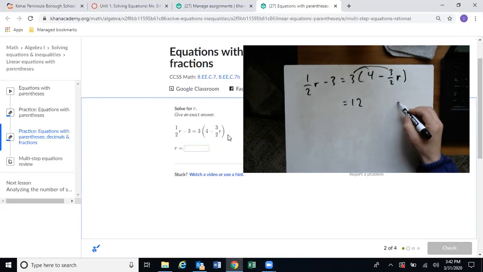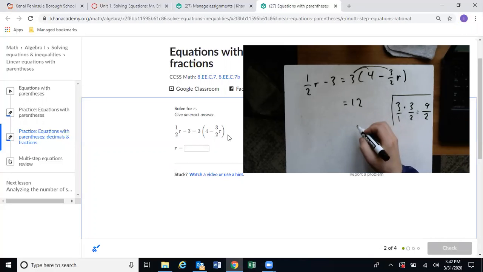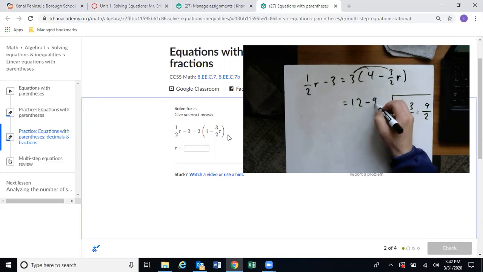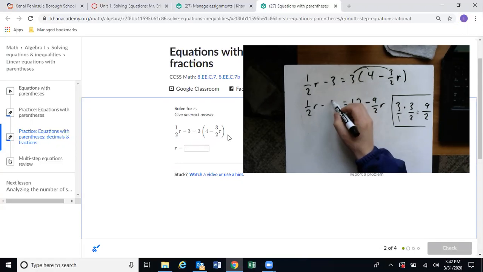Okay, let's deal with that. I'm going to make a little box off to the side here. Let's think about that: 3 times 3/2. What does that equal? Well, remember when we multiply straight across, 3 isn't written as a fraction yet, but I can easily write it as a fraction by saying it's 3 divided by 1. So we can go 3 times 3, this is 9. 1 times 2 is 2. So 3 times 3/2 is 9/2. Okay, good. So 12, and then it's a positive times a negative, so it's a minus 9/2 r.